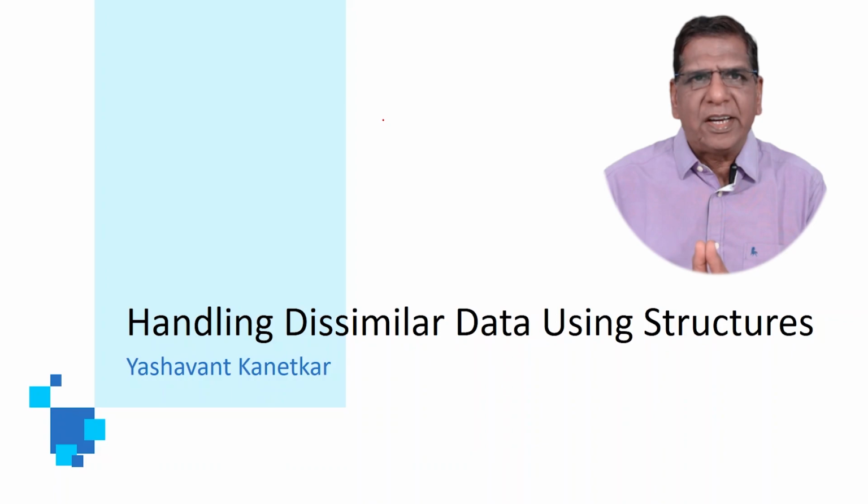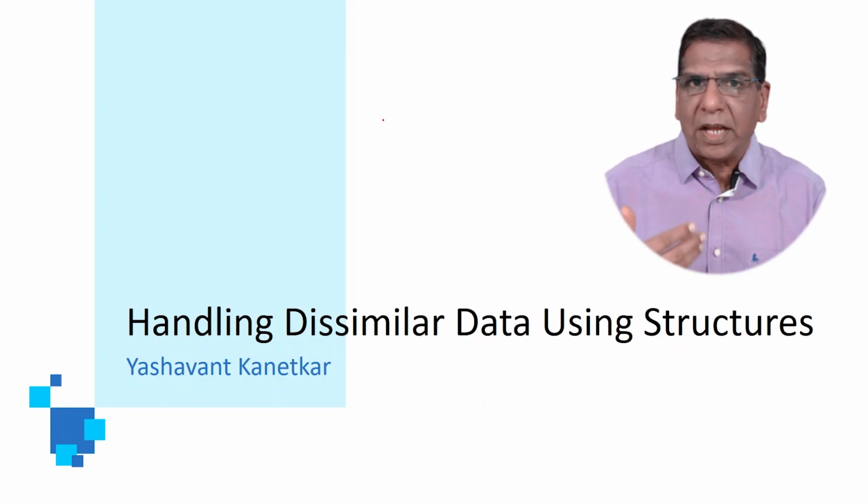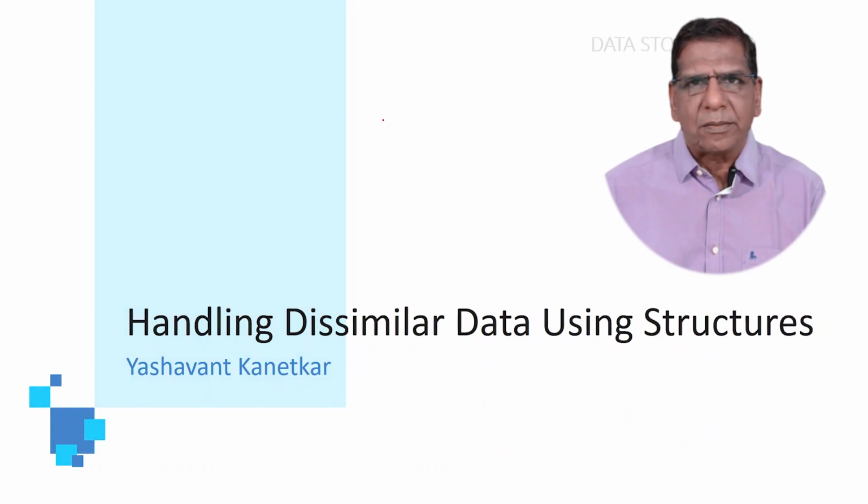I am Yashavant Kanetkar and I am here today to discuss with you how to handle dissimilar data using a data type in C programming known as structures. If you remember, the other day we had figured out how dissimilar data can be tackled using arrays. But there were certain inherent disadvantages when we made use of arrays, and we wish to overcome them today by making use of an entity called structure.